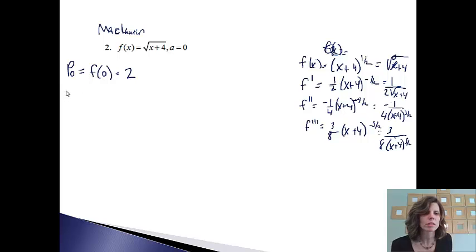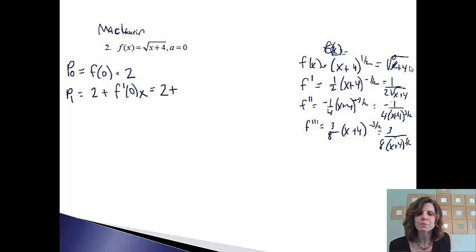So that's the polynomial of order 0. Order 1 will have 2 plus f prime of 0 times x, and we don't need to put x minus anything because it would just be x minus 0. So when I do this, I'm going to get 2 plus f prime of 0. If I plug 0 in here, I will end up getting 1/4, so this will be 1/4 x. So that's my degree 1 polynomial.